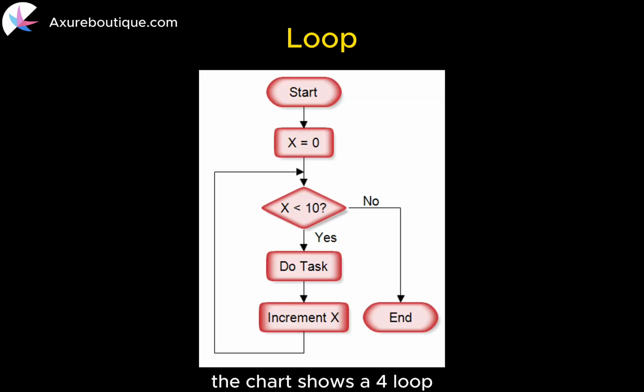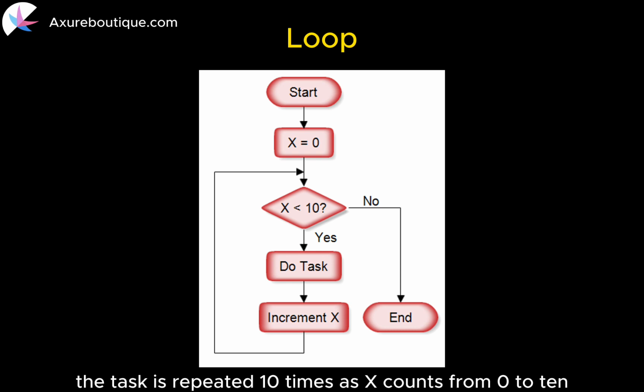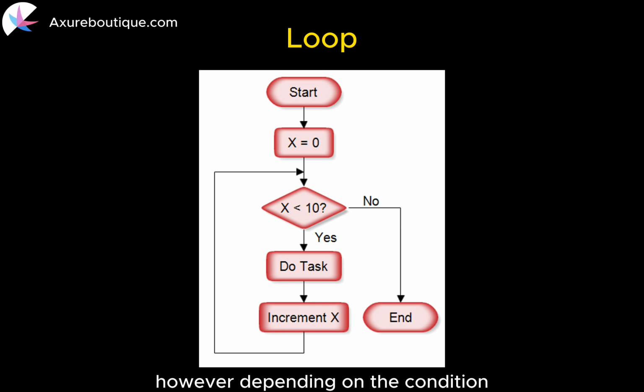The chart shows a for loop. In this example, the task is repeated 10 times as x counts from 0 to 10. However, depending on the condition, the task may not be performed at all. There is also a for each structure, which is similar to the for loop but doesn't require a counter. It goes through each item in a collection and performs the task. You don't need to know the length of the collection or use a counter. It's like saying do this for every item in the collection.